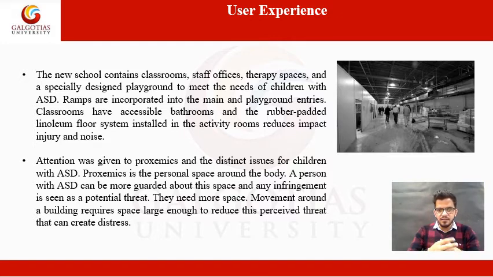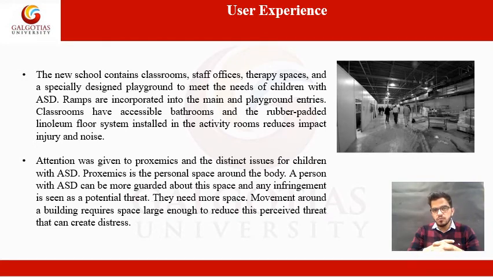So if we talk about the user experience within the Forward School, the first point, as we have discussed earlier, is how the classrooms, staff offices, and therapy spaces are designed to meet the needs of children with ASD, how ramps are incorporated to connect the building with the playground entries, how classrooms are connected and made accessible to the bathrooms, and how the spaces are fitted with a rubber padded floor system to make them safer, to reduce impact injury, and to reduce the noise as well.